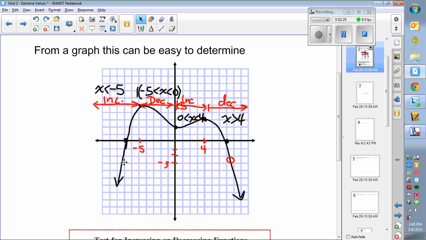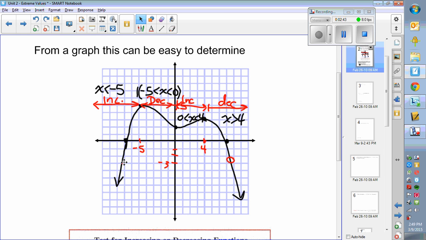So from a graph, it is easy to determine where it is. Now there's no calculus involved in this yet. This is really just looking at where functions are going up and down. Where calculus becomes involved is when you want to do this from a function. When I don't give you the graph, when I give you the equation, how are you going to solve it from an equation?